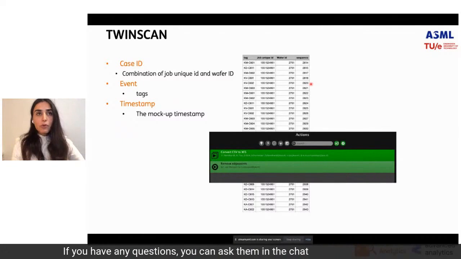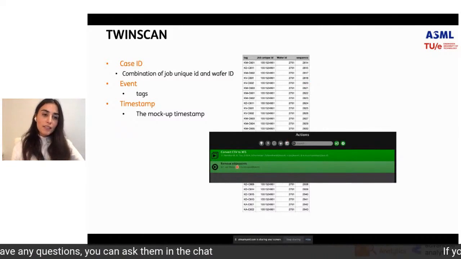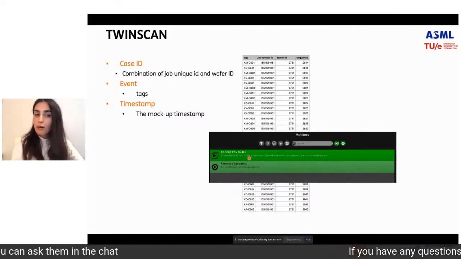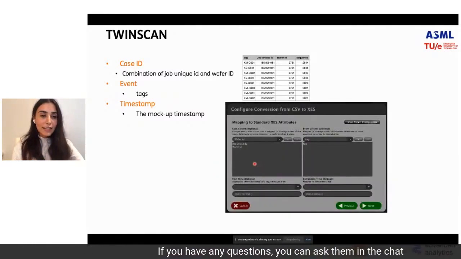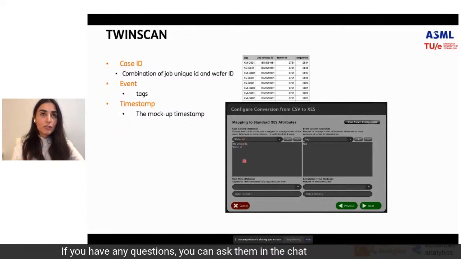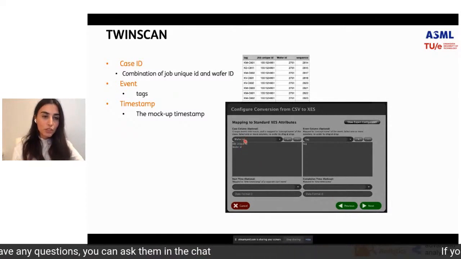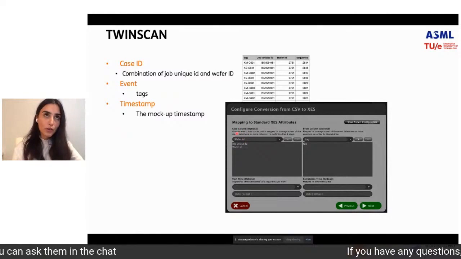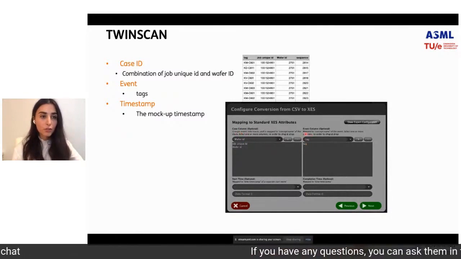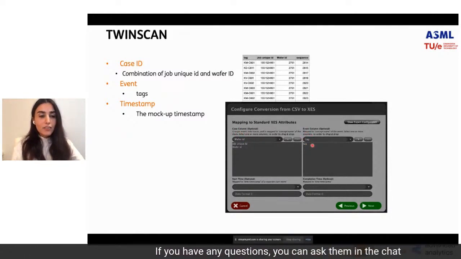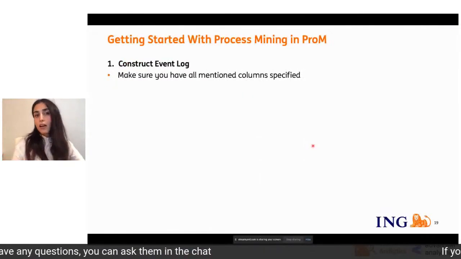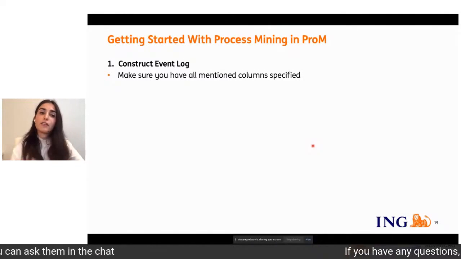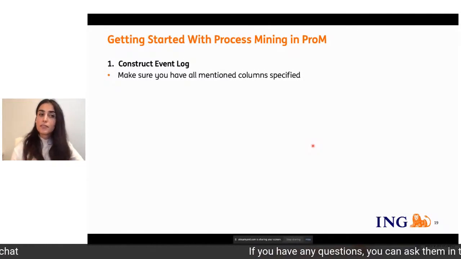So initially with the ProM tool, I converted the CSV file to XES. These screenshots are from the ProM tool. And then, as you can see, you specify exactly which columns are your case and which columns are your event, basically. So I specified it, and I did these steps, which are generic enough that they can be used for any other data or any other use cases.